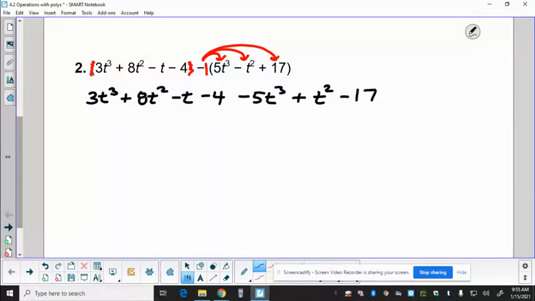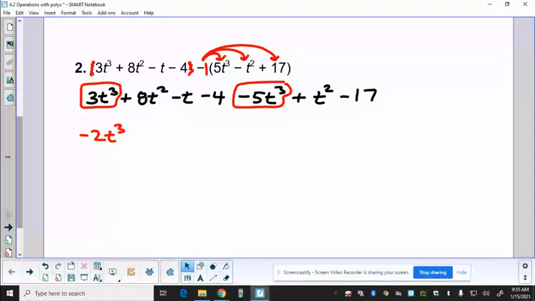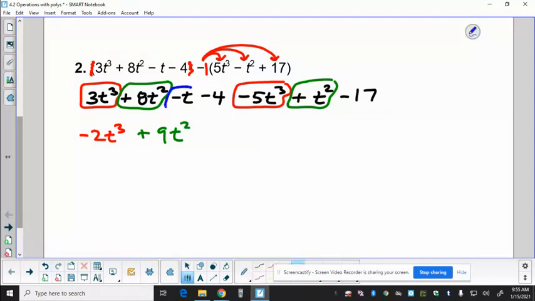Now I'm going to go through, search for the highest exponent, combine like terms. See, I'm circling the sign with it as well. 3 minus 5, -2t to the third. Next highest. See, I'm circling the signs. 8 plus 1 would be 9t squared. All right, next term. This is the only t. And then finally, you can see your numbers. And there we go. There's your review of combining like terms.